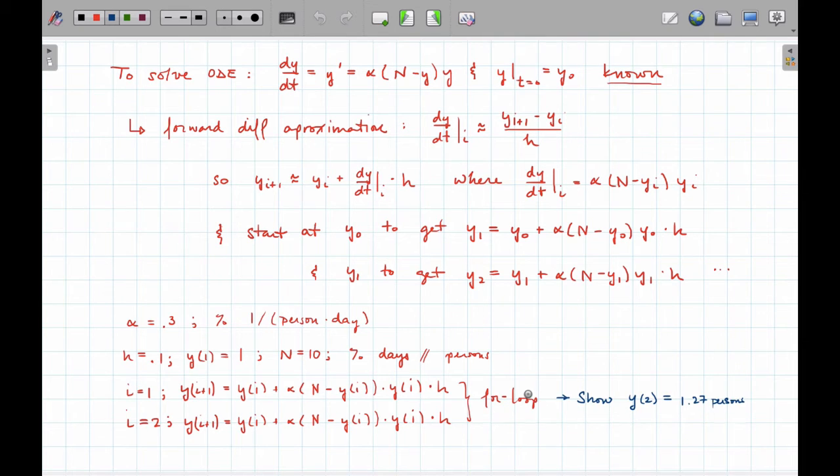And so what I'd like you to do is kind of stop the video at this point, go ahead and put this into MATLAB and compute y2. You can either compute it directly, explicitly, or use a for loop. It doesn't matter. Compute y2. It should be about 1.27 persons.